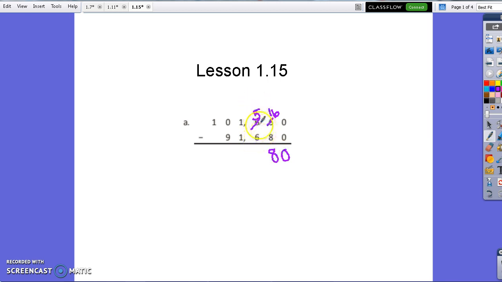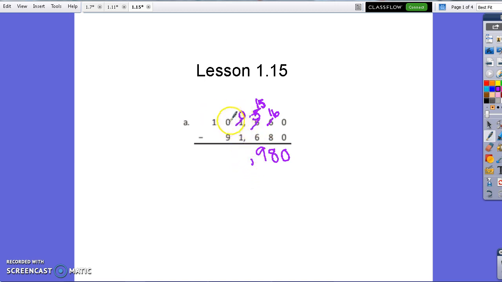Now I can't take 5 away from 6, so I'm going to have to do the same thing. So I'm going to have to make that 1 into a 0 because we're borrowing from it. And we're going to have to change that 5 into a 15. Now 15 minus 6 is 9. We're going to put a comma there because we're going to keep that in line just with that.